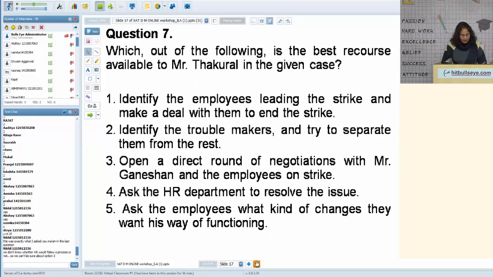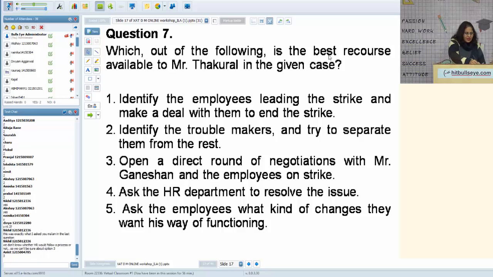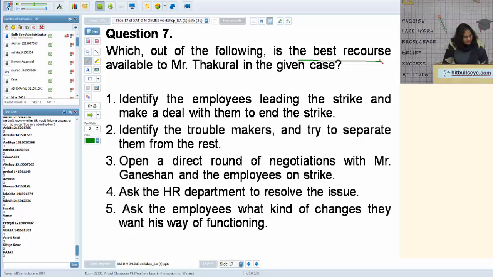Okay, so to the next, which out of the following is the best recourse available? Now the strike is there and what should be done? Okay, everybody is going with 3 except for Varun.